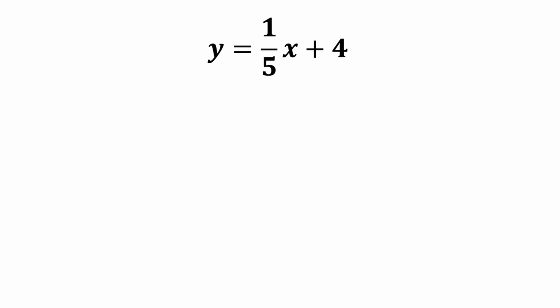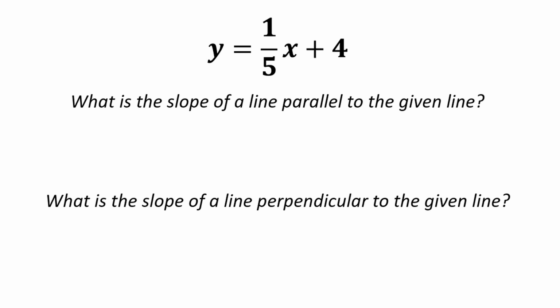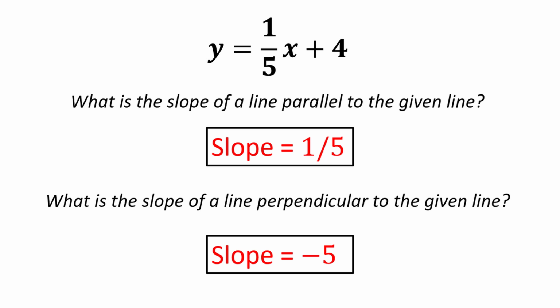Let's try another example. Consider the line y equals 1/5 x plus 4. What would be the slope of a line parallel to this one? What about a line perpendicular to this one? Well, parallel lines have the same slope, so a line parallel to this one will also have a slope of 1/5. Perpendicular lines have slopes that are negative reciprocals of each other. The negative reciprocal of 1/5 is negative 5 over 1, or simply negative 5. So a line perpendicular to the one given here will have a slope of negative 5.